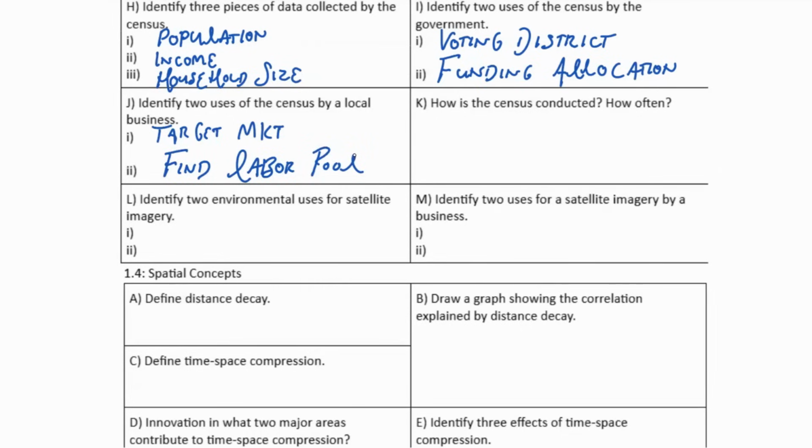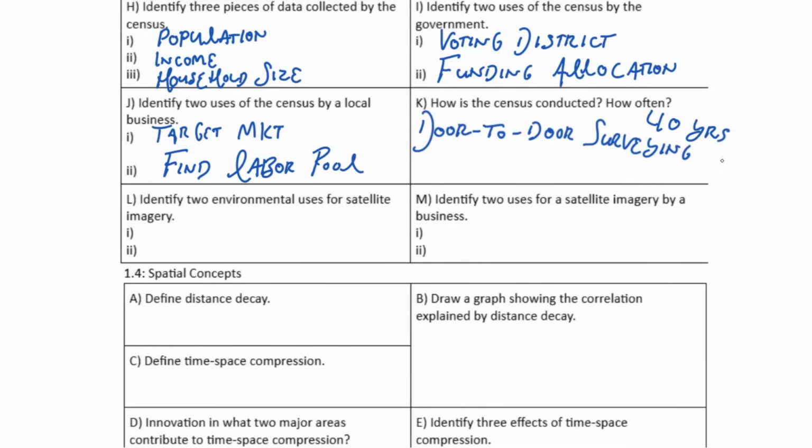Now, how is the census conducted? How often? Well, it's done every 10 years. And it's done through door-to-door surveying, so not particularly online. However, the one exception to this is in 2020, but a pandemic happened in 2020. So that was their reasoning for doing the census online. But door-to-door surveying is how they've always done the census before that, and that's the way they'll probably continue doing it because it's a very efficient system.